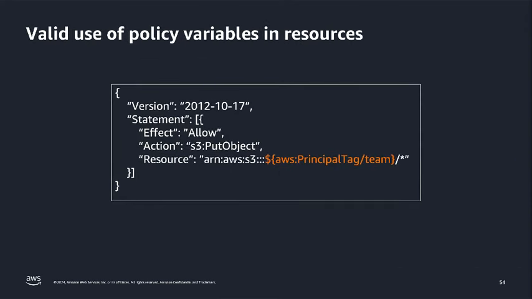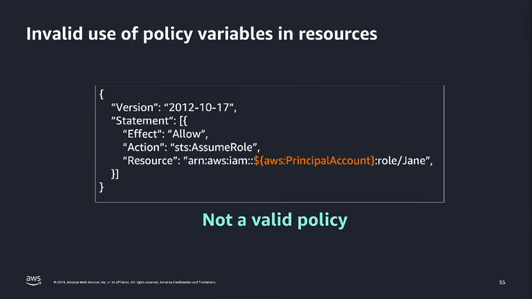You can also use policy variables in resources, and they work in the same way. The value is substituted at evaluation time. So this policy could be used to grant put object access to a specific S3 bucket prefix that's based on a principal's tags. But you can only use policy variables in the resource name, which is the rightmost portion of the ARN. You can't use them elsewhere, as this policy attempts to do. This is not a valid policy.